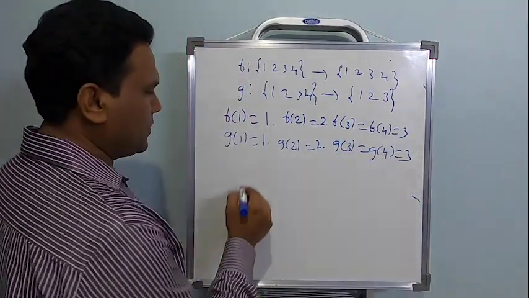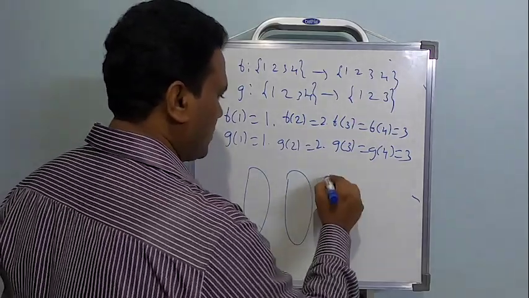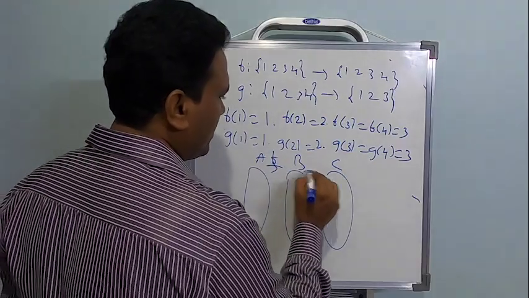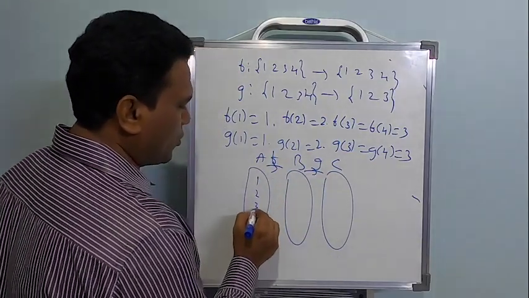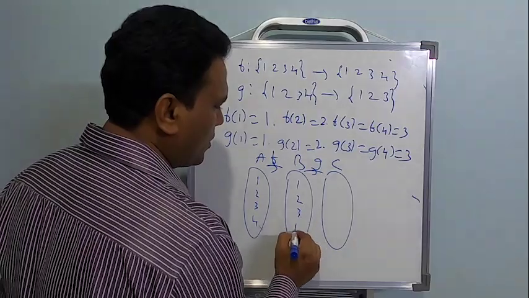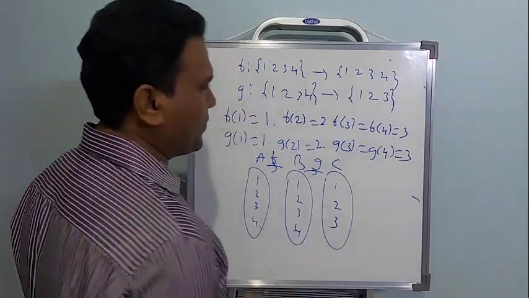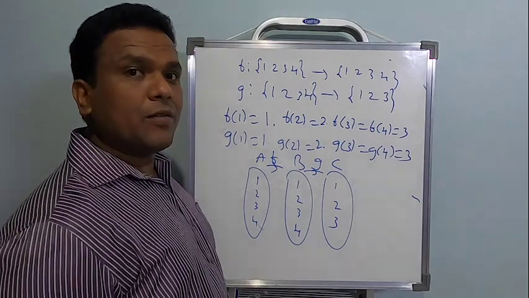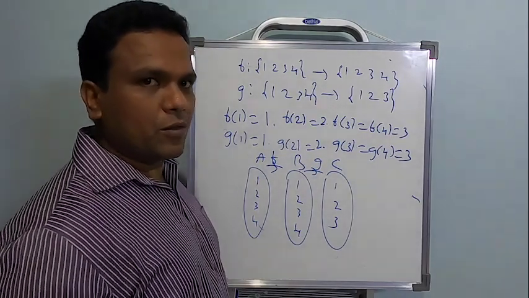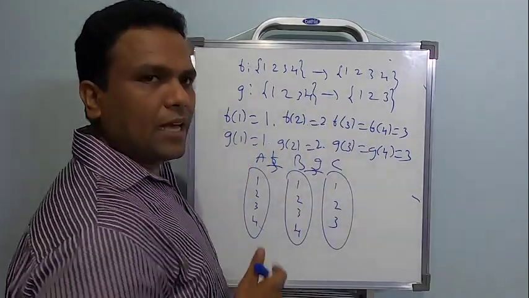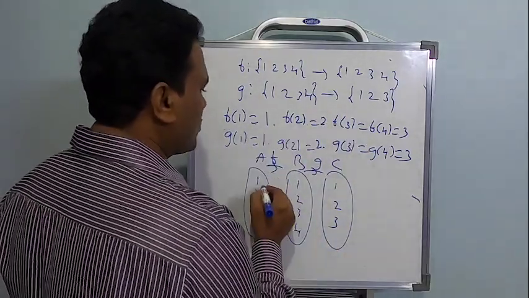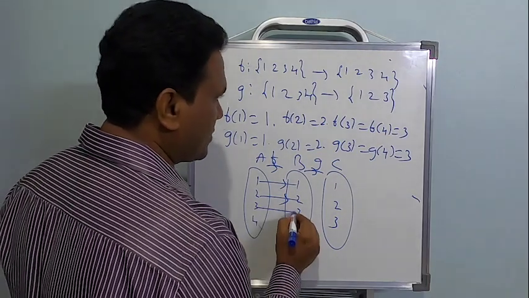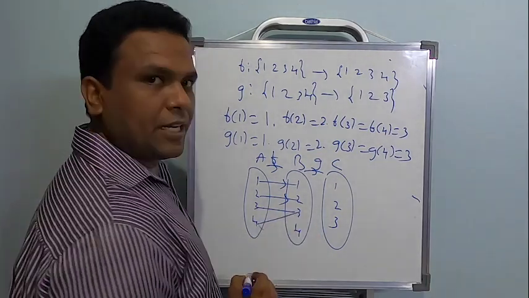Let me put this in the diagram. Sets A, B, C. f is defined and g is defined. 1, 2, 3, 4, then 1, 2, 3, 4, then 1, 2, 3. So according to the condition, I have to create an example where g of f is already onto. Depending on that, I have taken this. Now, according to this, f of 1 is 1, f of 2 is 2, f of 3 is 3, f of 4 is also 3.